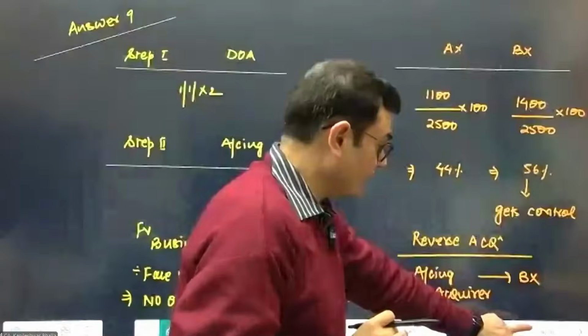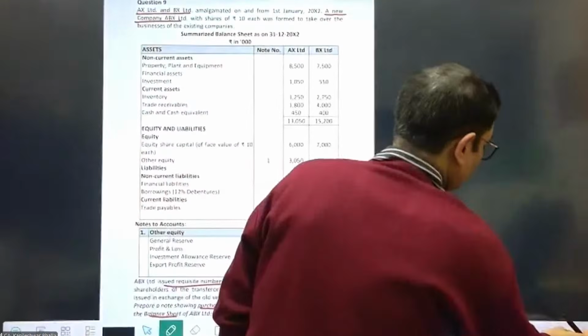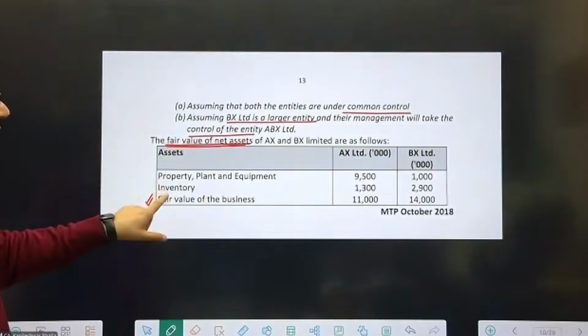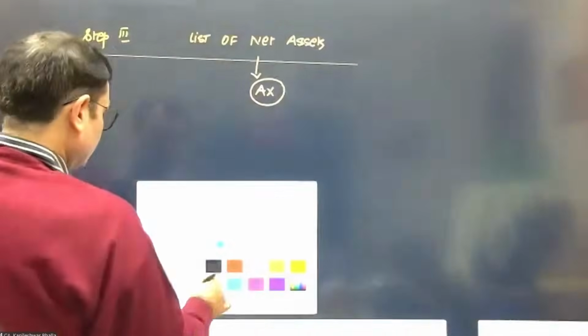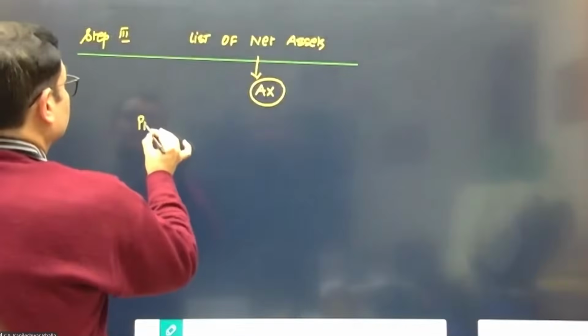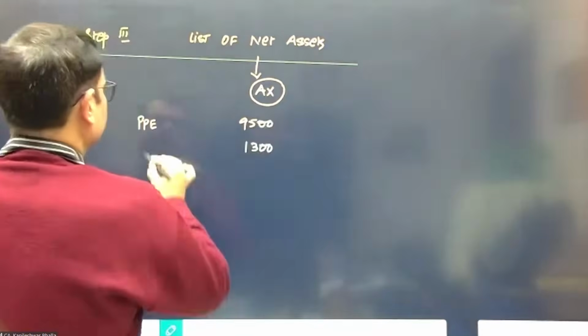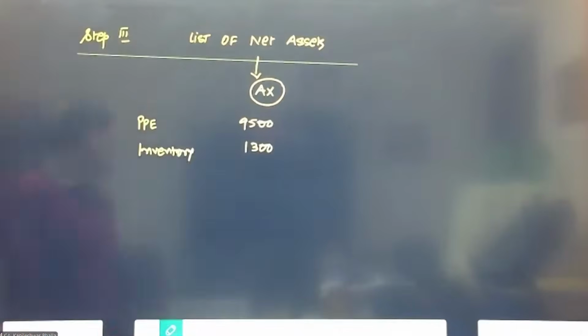So let's go back and see the data. I guess we are given the assets of AX, but there are some fair values which are already given. So we just pick up the fair value of PPE as well as inventory: 9,500 and 1,300. So we can take the data. PPE is 9,500. Inventory is 1,300. Then the rest we can pick up from the balance sheet itself. I'll just quickly go back to the balance sheet.